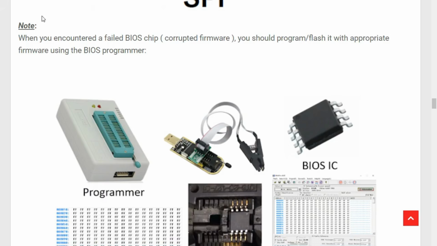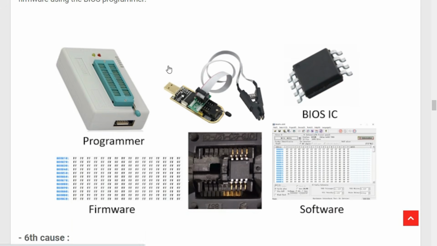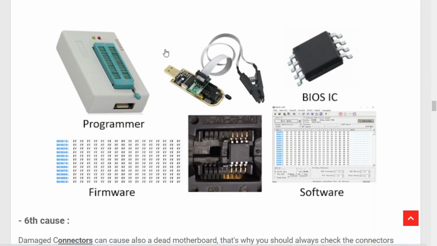Okay, so note, when you encounter a failed BIOS chip or corrupted firmware, you should program or flash it with appropriate firmware using the BIOS programmer. So basically, the solution for a corrupted software or a corrupted BIOS is easy. You can use a programmer, like this programmer or even this programmer, and reprogram the BIOS IC using another software, a good software.